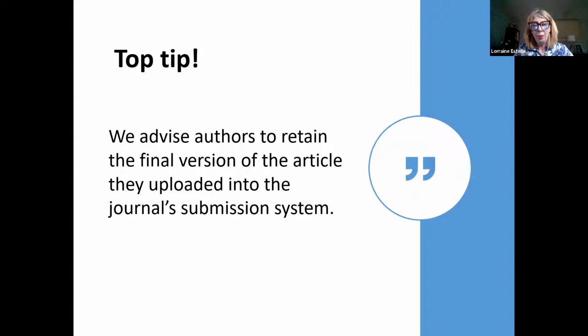Now, this might sound rather obvious, but sometimes it can be quite difficult to identify because people don't always change the name of the document, and they might not be quite sure which was the last version. So version control, naming the various stages of the article, is quite important, and retaining that final version that was uploaded can be really important if there is a problem in retrieving the accepted manuscript from the publisher's submission system.